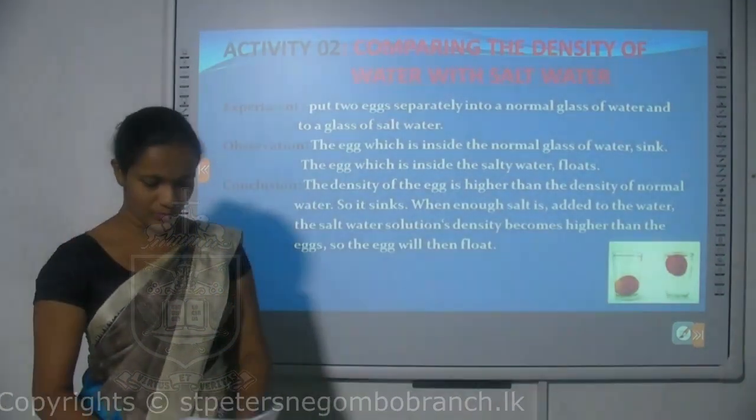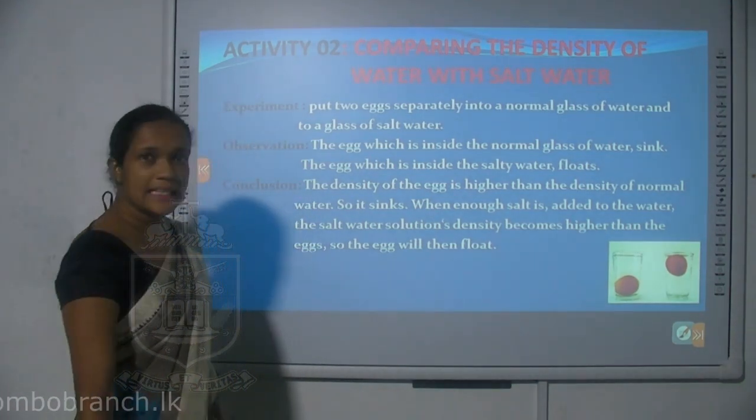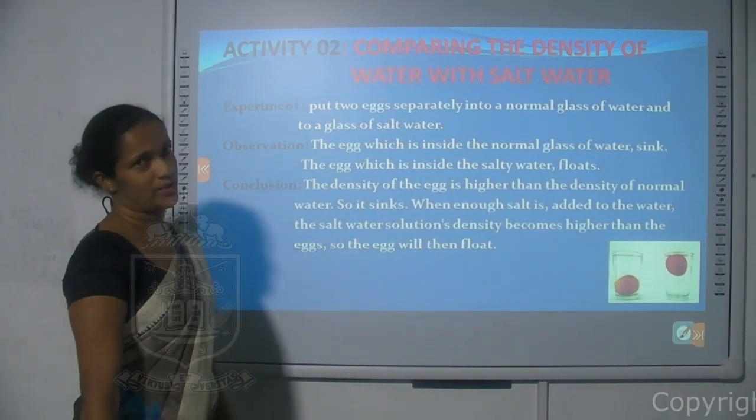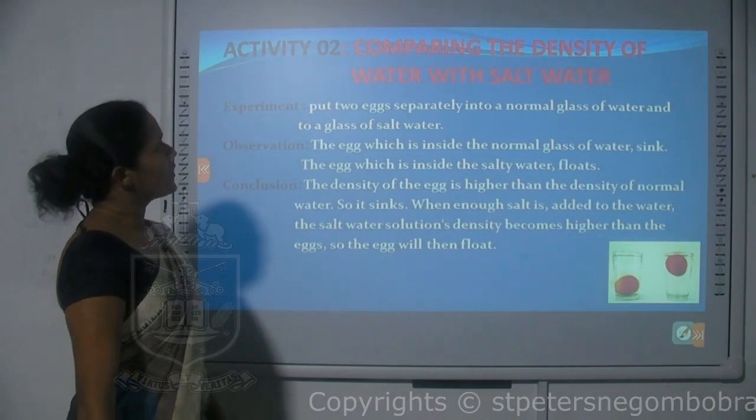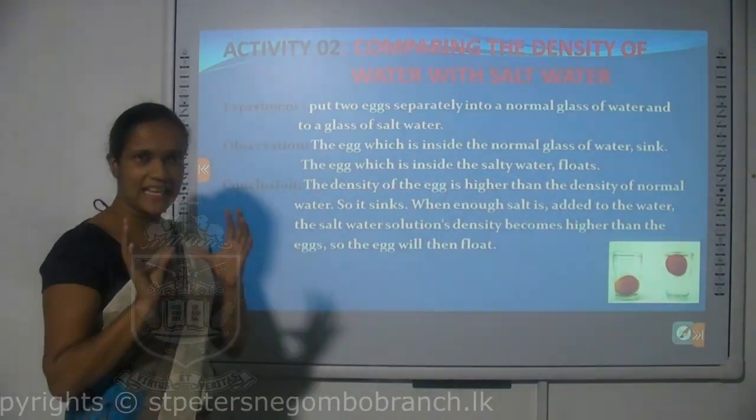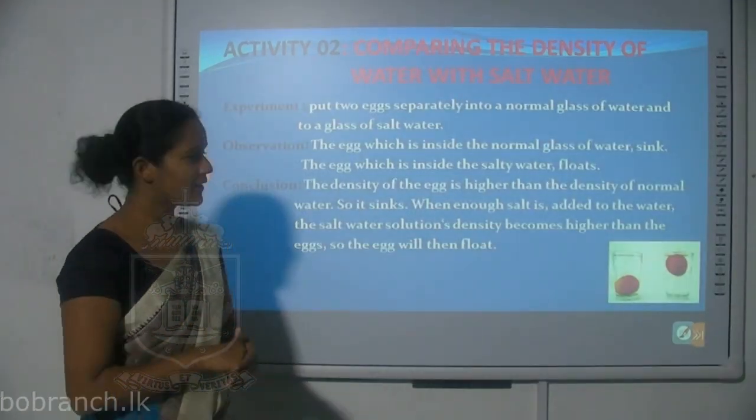Then we are going to do another experiment, comparing the density of salt water and normal water. Density means ganatva. Right. Now we are going to compare the density of water with salt water. This is also a very interesting experiment. Do it at home.